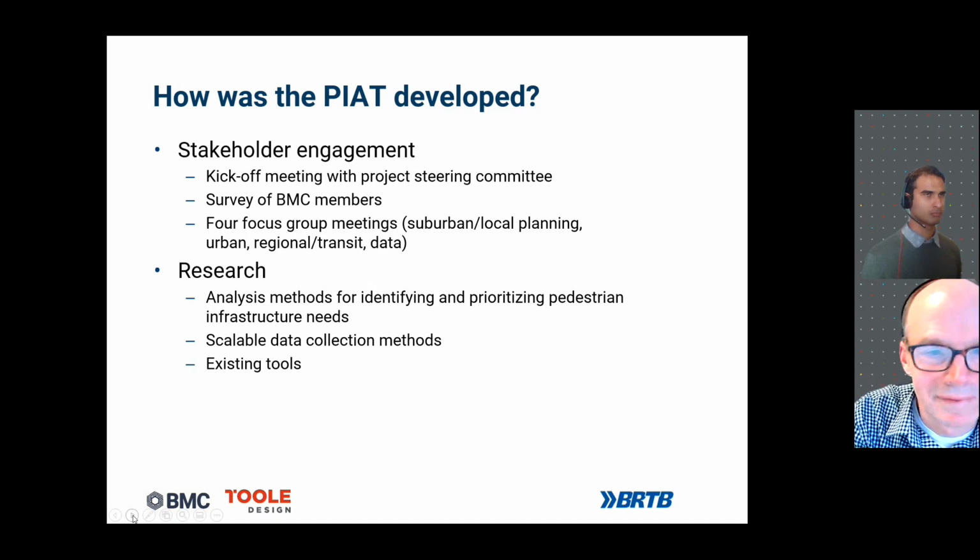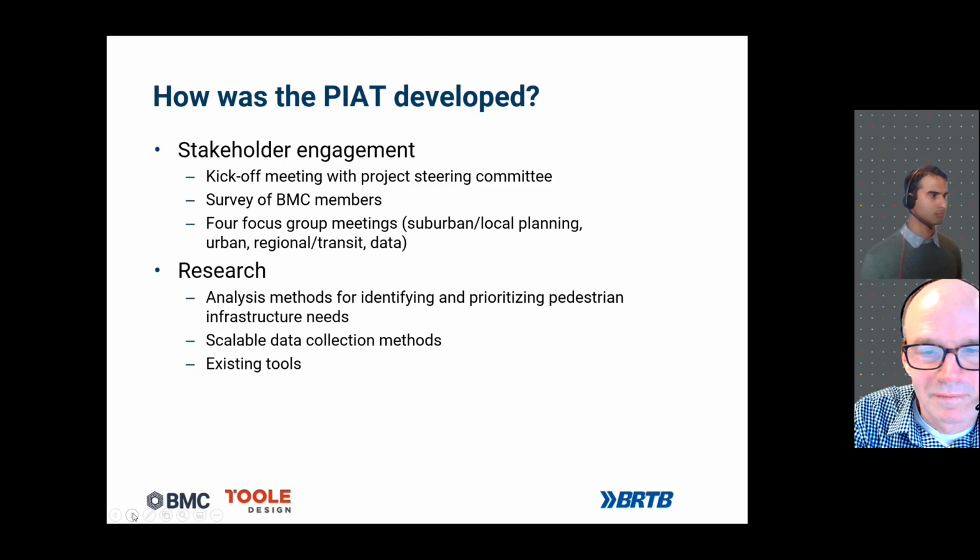How was the PIAT developed? The PIAT development process included stakeholder engagement. We had a kickoff meeting with the project steering committee, which included BMC members. We did a survey of BMC members to understand their needs, the type of data that they had available, what they wanted to use the PIAT for.